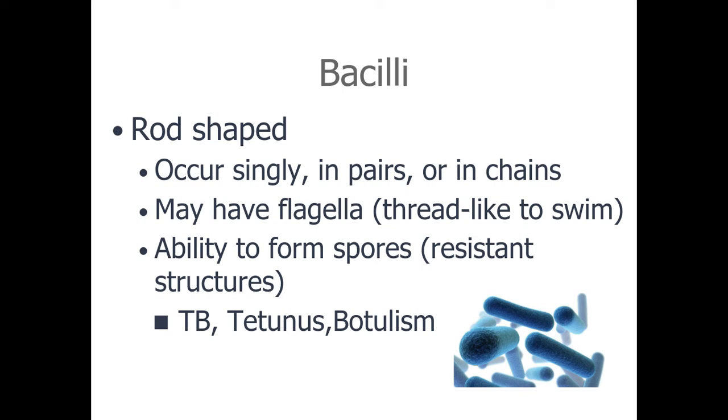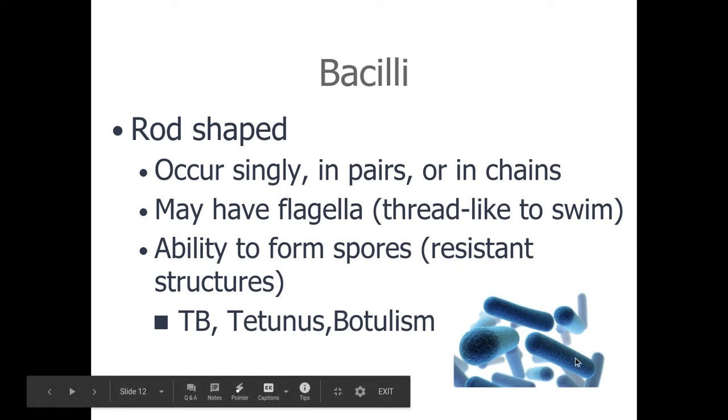You have your bacilli-shaped bacteria, and so these are rod-shaped. So they just kind of look like, I think of them as similar to a rabbit food pellet or maybe a pill form, I guess. So again, this is not visible to the naked eye. You'd have to look under a microscope to see this shape, but they can occur by themselves. They can be in pairs as well, or they can also be linked together in chains.